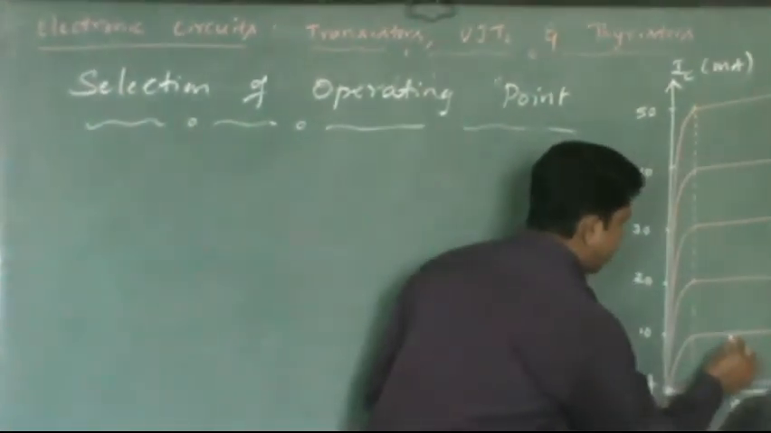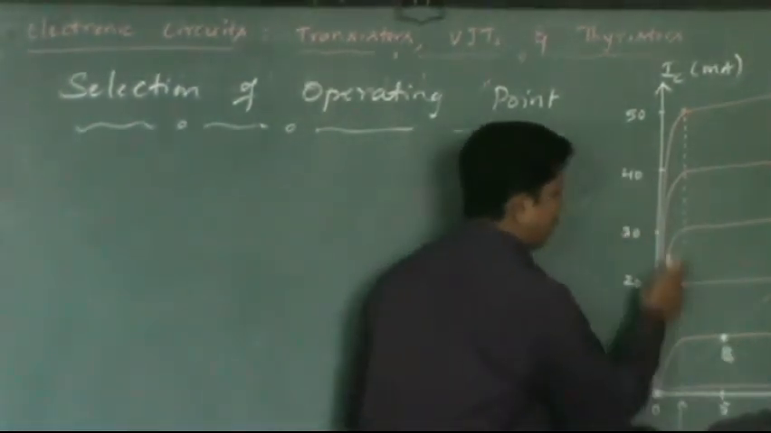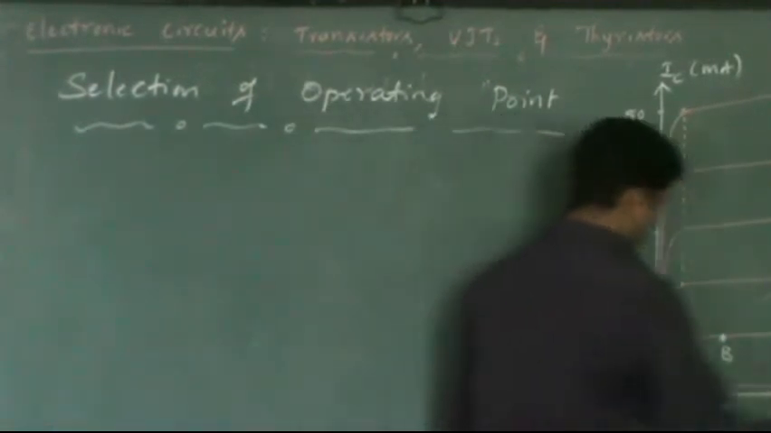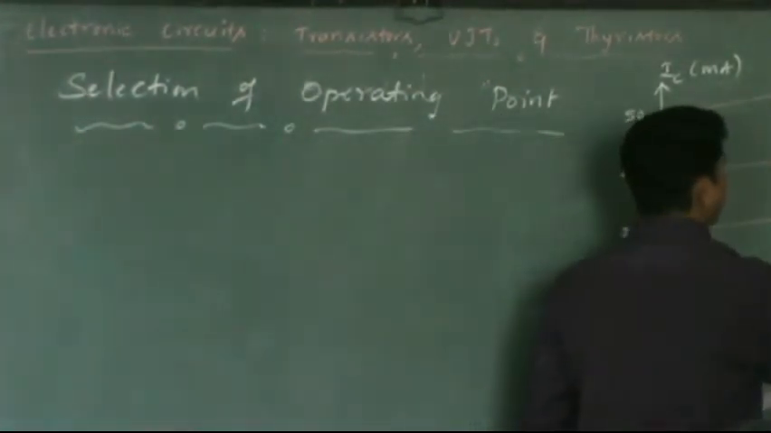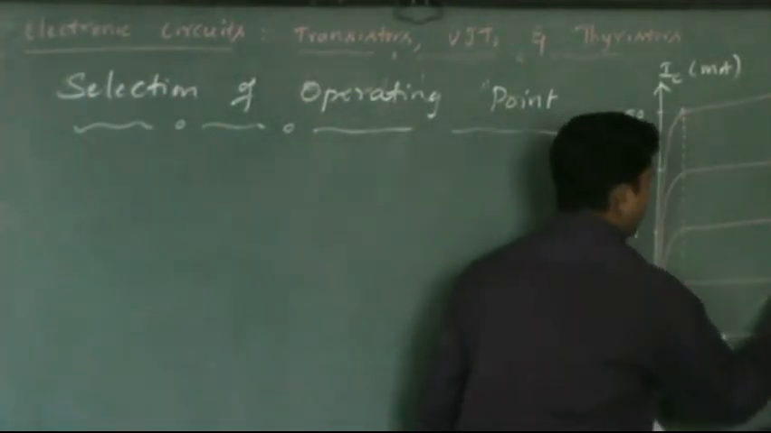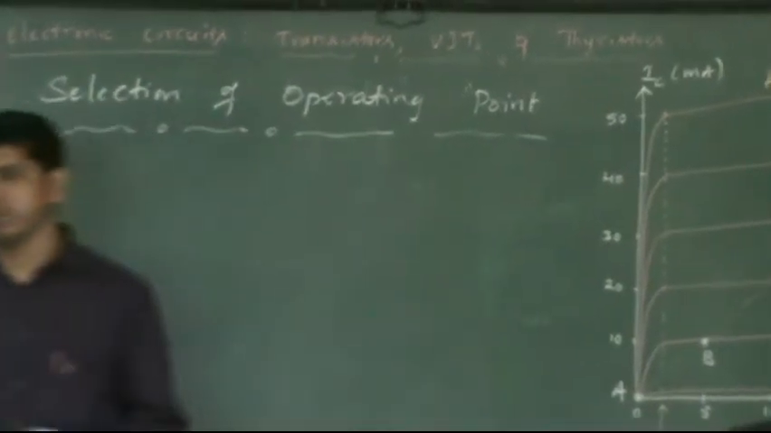And the B point is, let's assume, close to this particular VCE sat. That is the second operating point. Third operating point, let me choose somewhere here. Let us call this C. And the fourth operating point, let us choose here. Let us call this D. A, B, C.